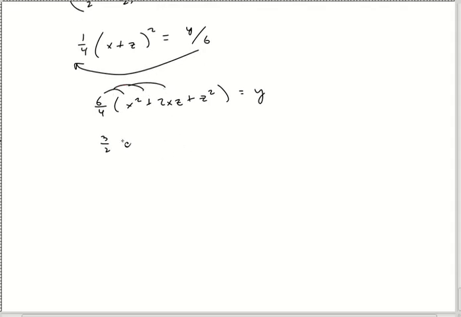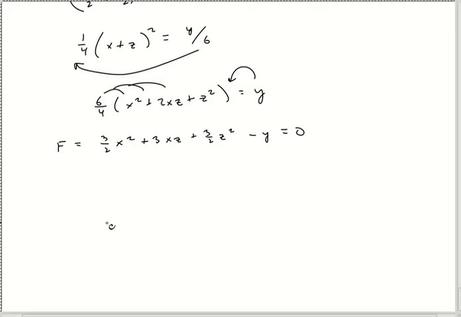And so I got 3 over 2 x squared. The 2's here are going to cancel and make a 3xz. And then I've got 3 halves z squared. Let's move this y over, so minus y equals 0. And what we have here now, finally, is I have a capital F, a function that works for this surface.